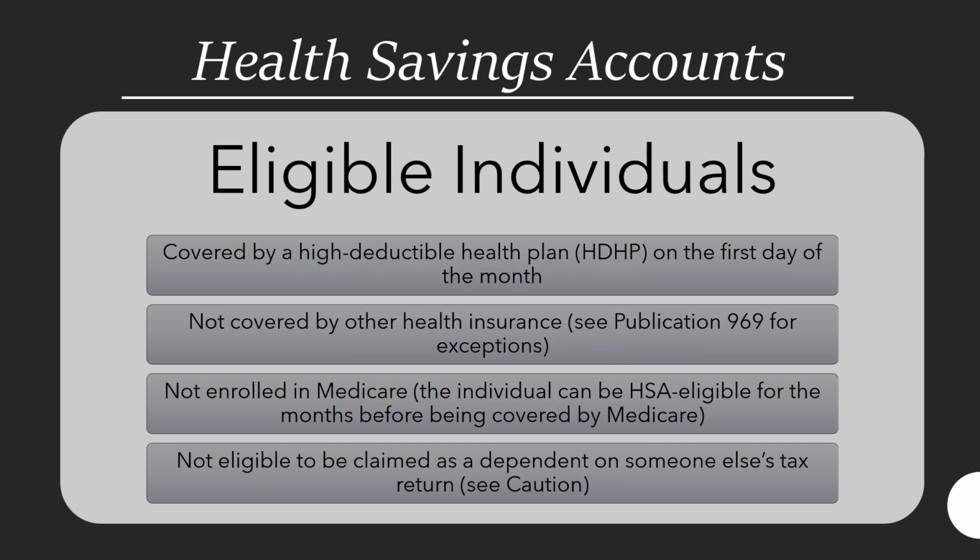To be eligible for a health savings account, our taxpayer will need to be covered by a high deductible health plan on the first day of any month that they are contributing to this account. Again, this is figured on a monthly basis, not a yearly basis. They can't be covered by any other health insurance. There's a little additional information in Publication 969 on some exceptions to that.